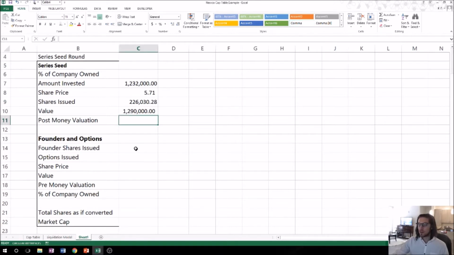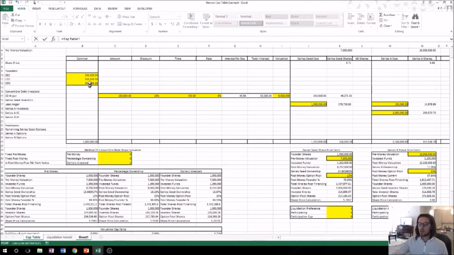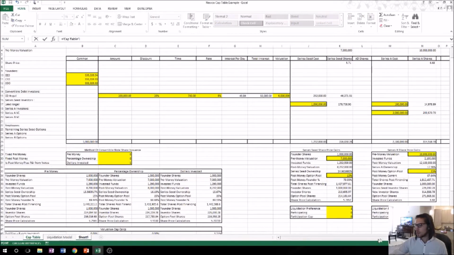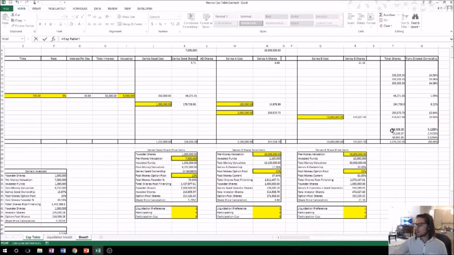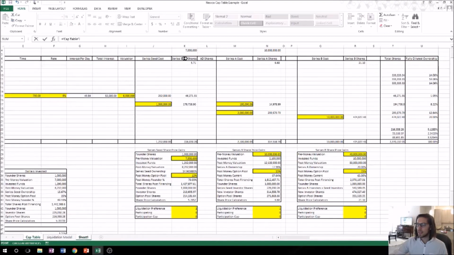So we know the founders' shares issued, and this is the Series Seed round, like I mentioned, this is kind of from the beginning. The founders' shares issued are what they got to begin with. So that's that $1 million right there. And the options issued in the Series Seed round is easy to figure out too, because we calculated that right here on row 23. We can just reference the total shares right there, 216,358. And then let's reference the share price for the Series Seed again.